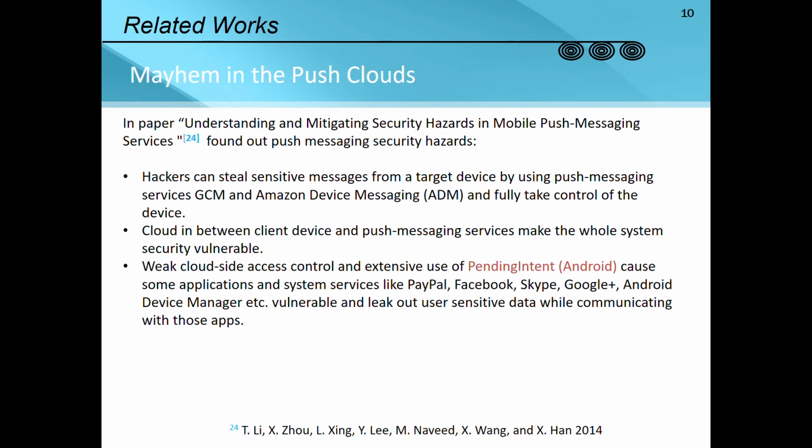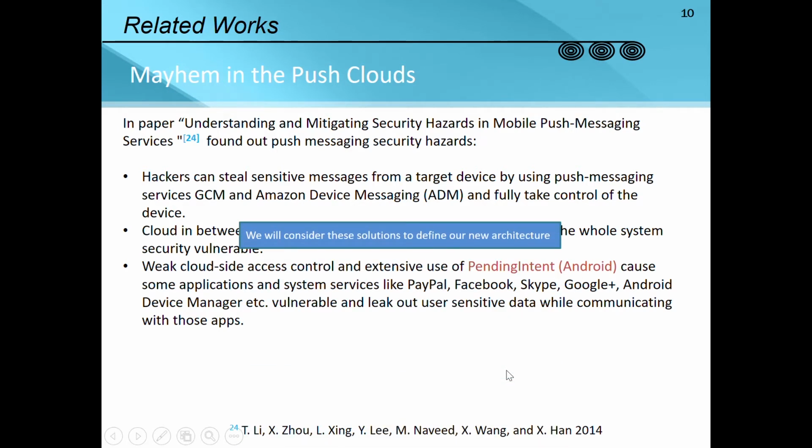Cloud in between client device and push messaging service make the whole system security vulnerable. They figure out that weak cloud-side access control and extensive use of pending intent cause some application and system service like PayPal, Facebook, Skype vulnerable and leak out user information while communicating with those apps. They solve the problem by restricted use of pending intent in Android application and creation of refresh token in client side. We'll consider this solution to define our new architecture.